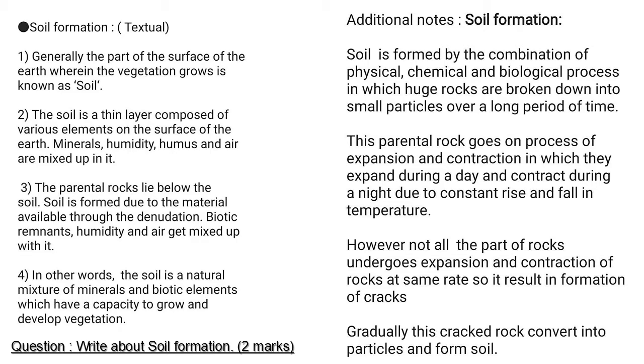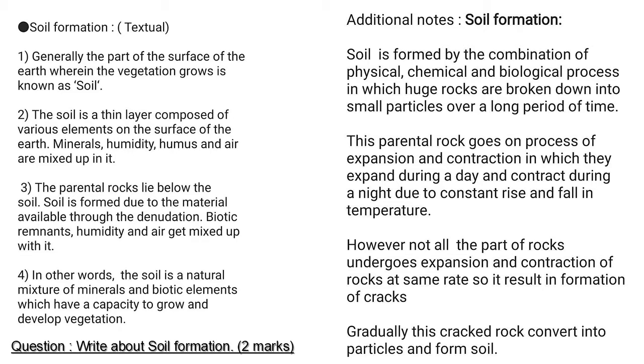What kind of minerals do we find in the soil? Minerals such as potassium, magnesium, iron, sulfur. These are the minerals which we can find in the soil. Humus is there in the soil. Humus is an organic material that is formed due to decay of dead plants and animals.